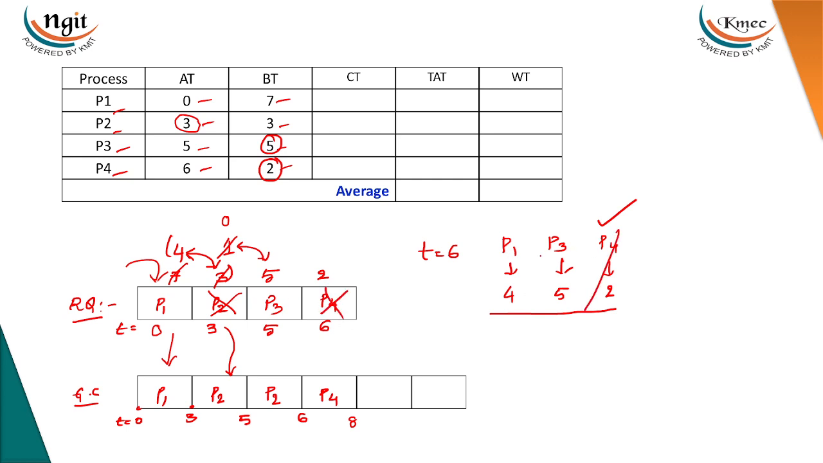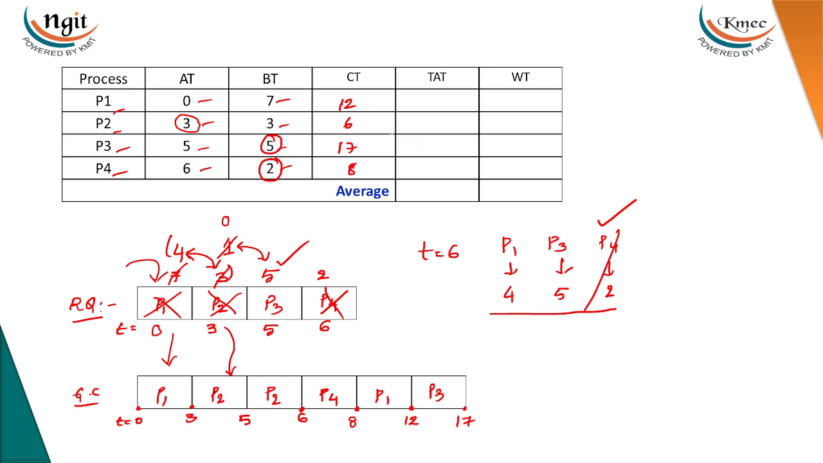Then P1 and P3 have 4 and 5 as the burst times, so P1 will execute up to 12. Then there is only one process left, P3 with burst time 5, so it will load P3 and execute up to 12 plus 5, which is 17. Now write down the completion times: P1 completion time 12, P2 completion time 6, P3 completion time 17, P4 completion time 8.